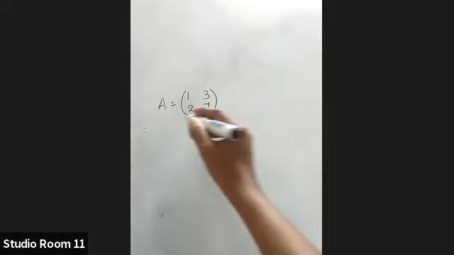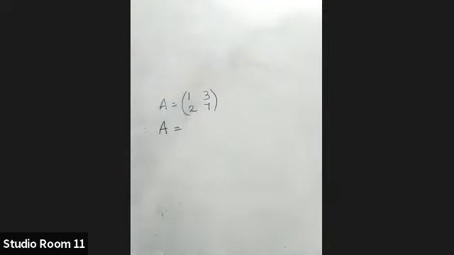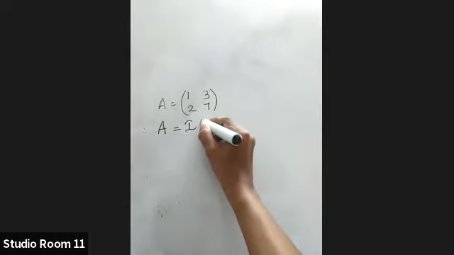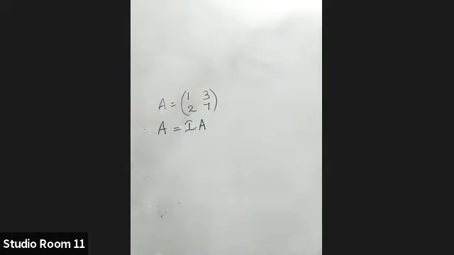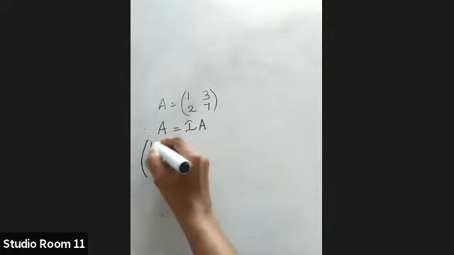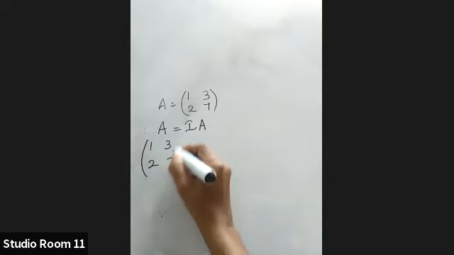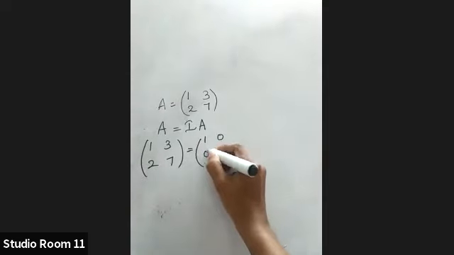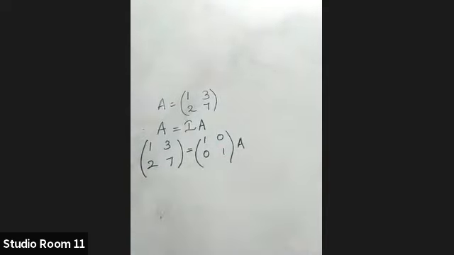For using row operations, what is the format we have learned? If we are using row transformation, A is equal to, what is the format? A is equal to IA or AI. What is the method we learned? A is equal to IA, isn't it? A is equal to IA. So here, A, I'm writing as 1, 3, 2, 7. I means identity matrix. The identity matrix we can replace with 1, 0, 0, 1 into A.